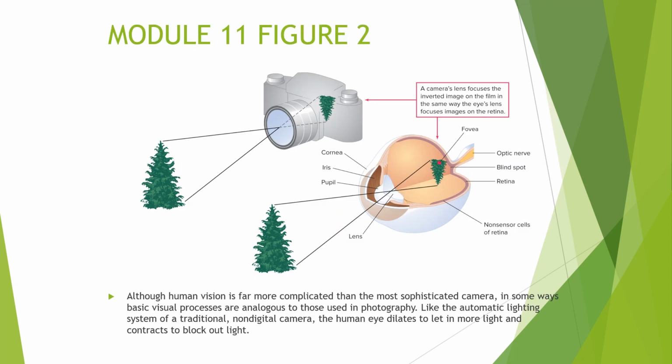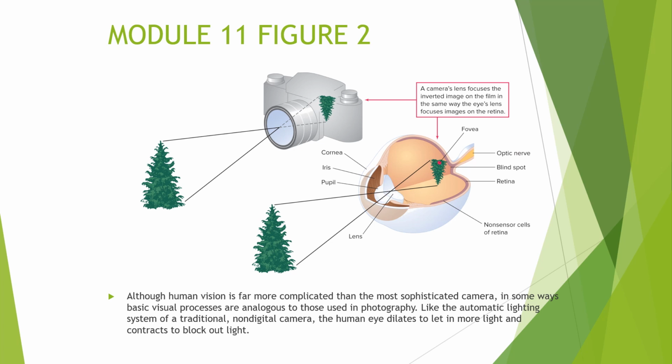This figure is actually on page 96, and it says here at the bottom, although human vision is far more complicated than the most sophisticated camera that you see, in some ways it's very similar to that which we see in photography. So the automatic lighting system of a traditional non-digital camera and the human eye dilates to let in more light and contracts to block out light. The same thing that your regular camera used to do. Most people today have digital cameras, but for those who do not, it works the same way.